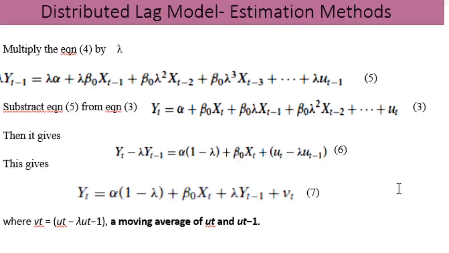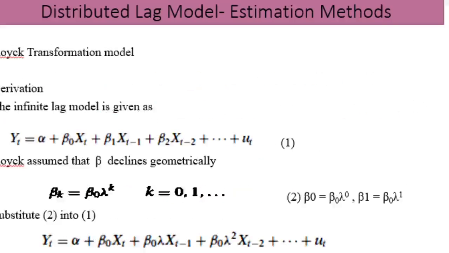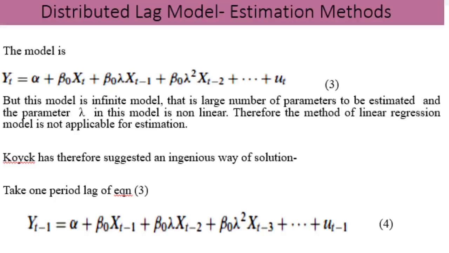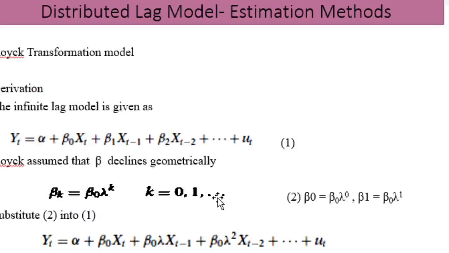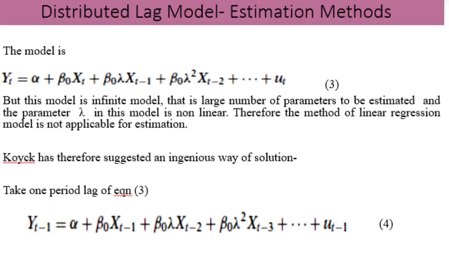It is linear also, therefore we can apply Euler's method for the estimation. This is the procedure given by Koyck. Once again we'll explain this. He used the infinite lag model, then applied this equation to the model, and by applying this equation, we will get this model for the estimation. Then it is equation number 3.